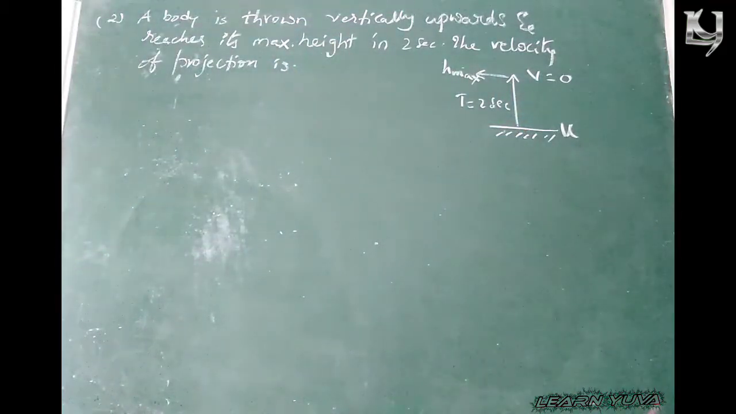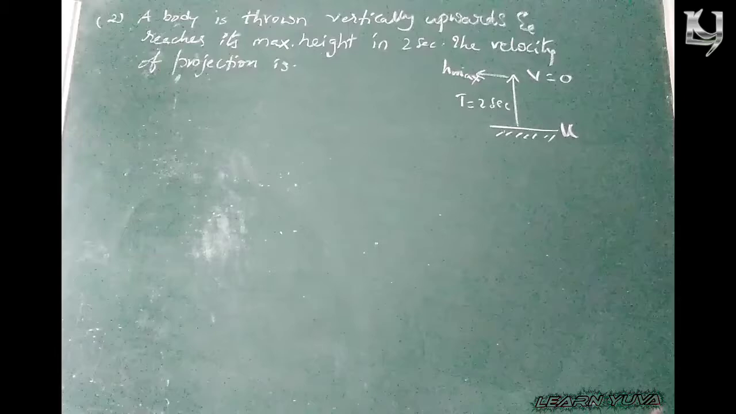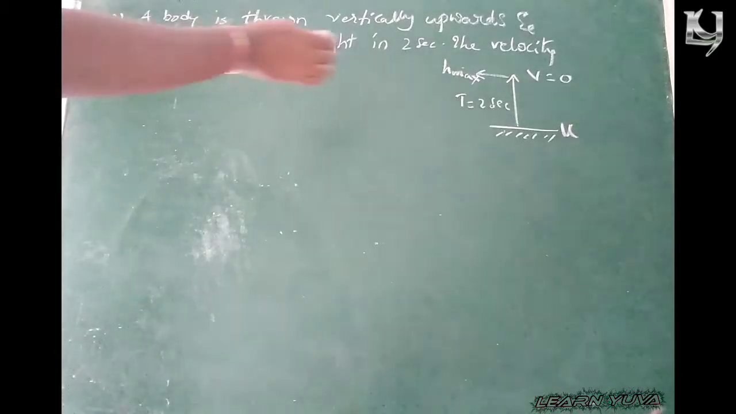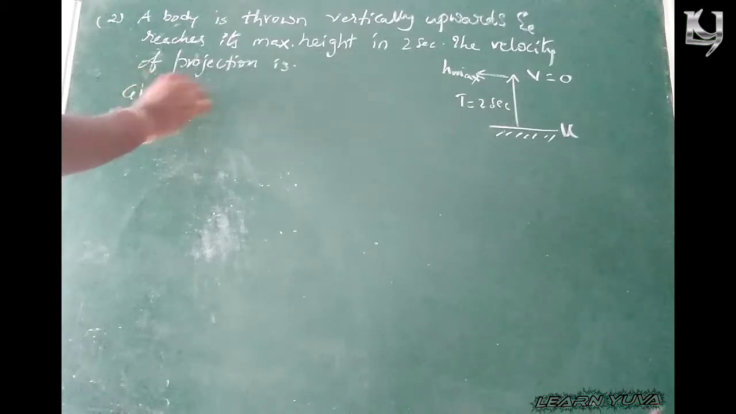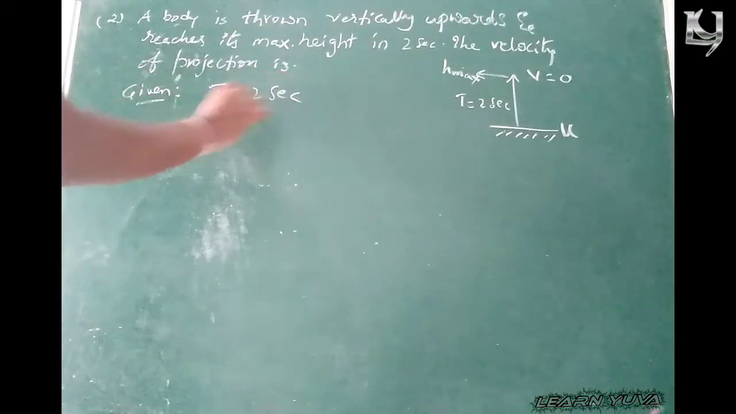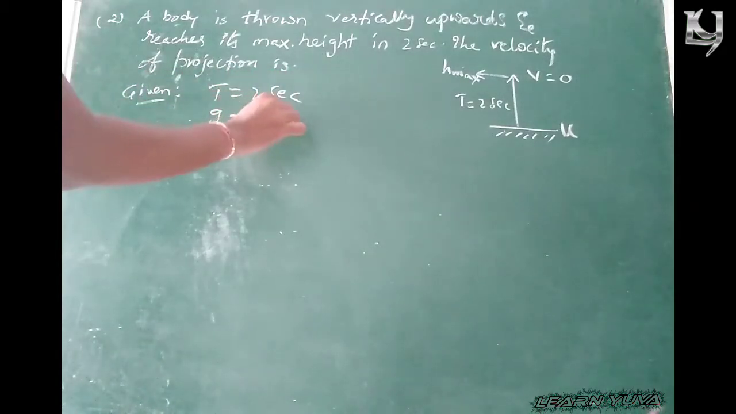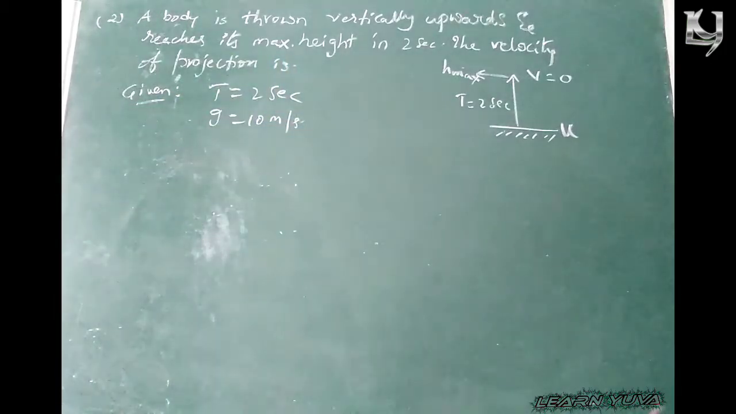Okay. Then the velocity of the projection is. So given data is, he gave only 2 seconds time. Given that t is equal to 2 seconds and take g is equal to 10 meter per second square.